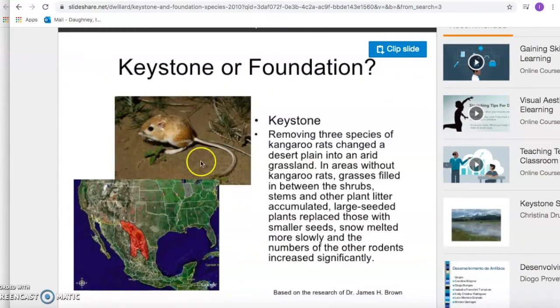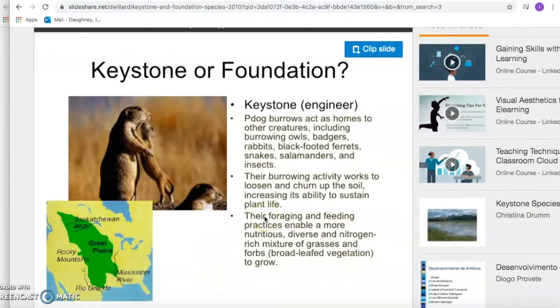And here's another example of a keystone species. Here's another, oh, look at that guy, he's kissing his mom. Here's another example of a keystone species.